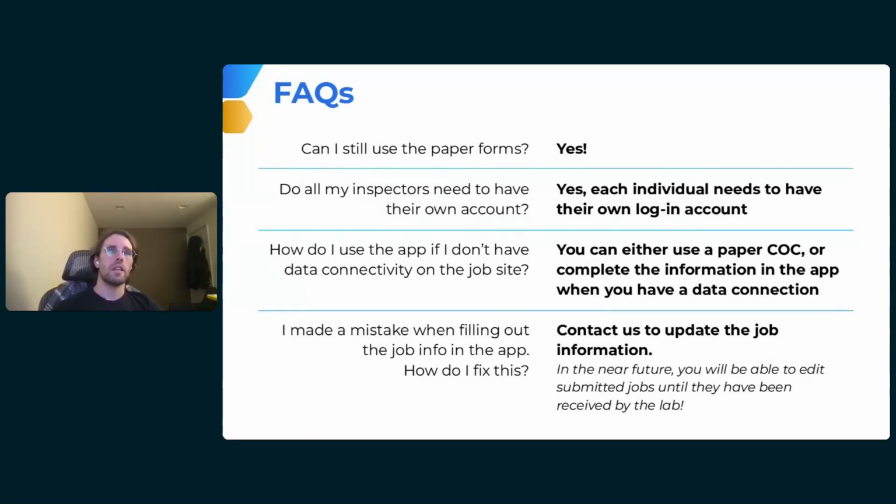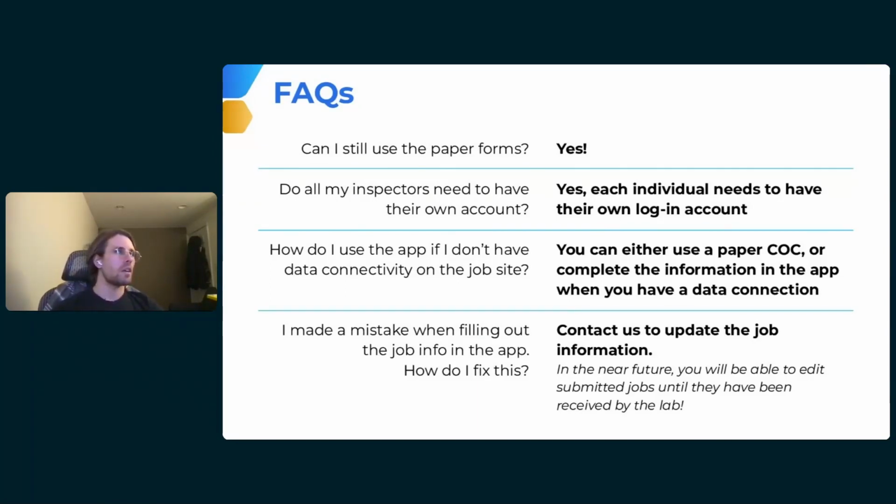And then we jump down to the third question. How do I use the app if I don't have data connectivity on the job site? This app requires data connectivity while using it. If you don't have it, you can either use a paper chain of custody as backup or complete the information when you return to a location with data connectivity. So you'll have both opportunities, the app or the chain of custody form that we've been doing traditionally.